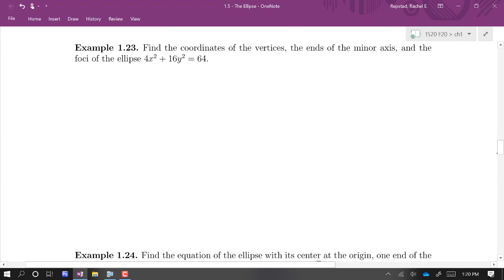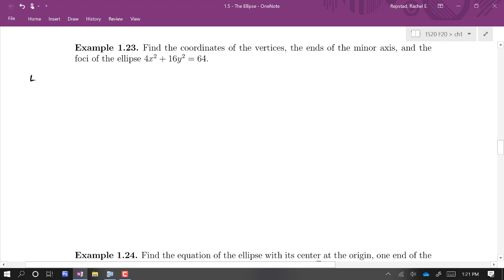Alright, for this next one they give us an equation, just like before, right? They gave us an equation, they wanted us to find some geometric information. We're doing the same thing here. The only difference here is, they don't ask us to sketch it, but we still need to find vertices, the ends of the minor, and the foci. But the other really important difference is to note that this is not in standard form.